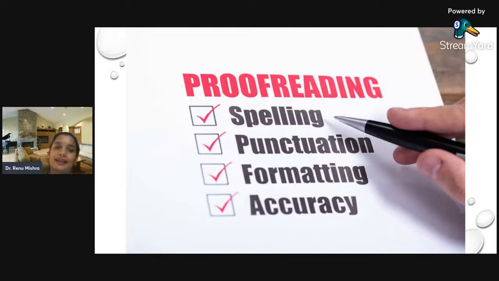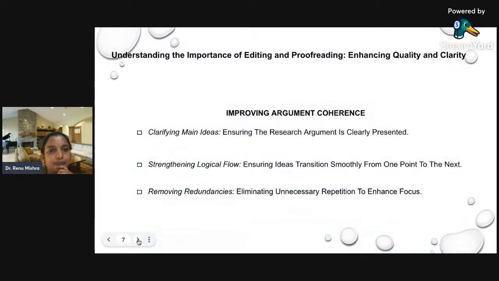And the last was accuracy. Accuracy, as in how accurate the work is to the place where it was sent. Okay. So now I'm sure all of you are aware of the context of proofreading, because it is very important for us to understand what exactly proofreading is. Okay. Then let's move ahead.